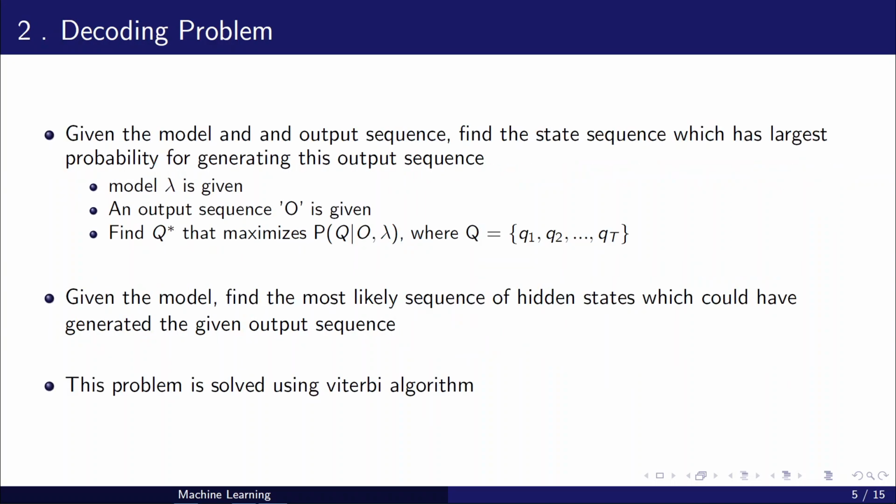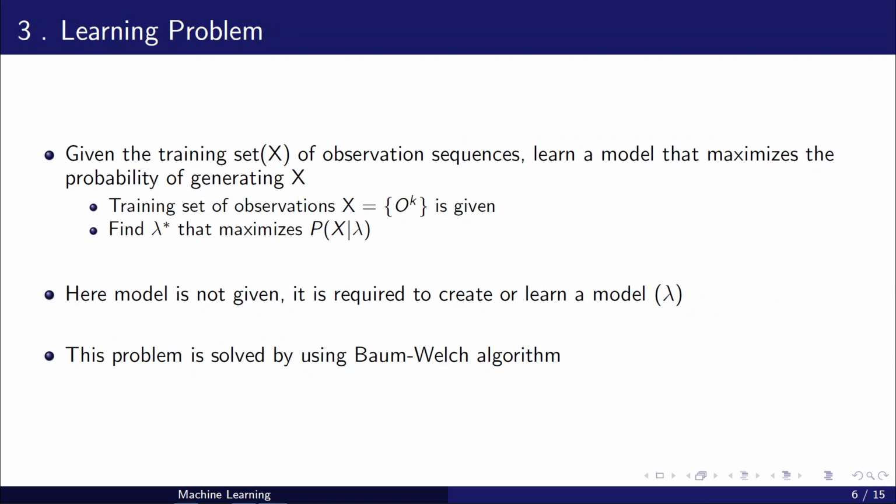A decoding problem means you will be given a model and an output sequence. You need to find the state sequence which is most likely to produce this observation sequence. So out of the different paths, you need to find the path which has the maximum chance of producing this particular observation sequence, which gives you the maximum probability. This problem is solved by using the Viterbi algorithm.